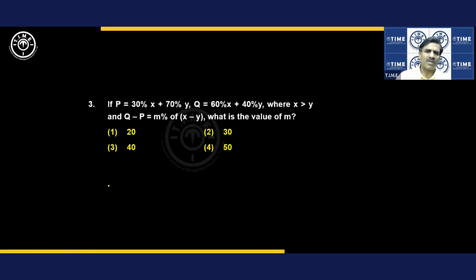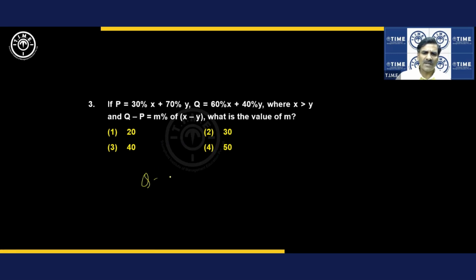This question is focusing on percentage-based calculations. P is given as 30% of x, basically 30% x, plus 70% of y, meaning 70% y. Q is 60% x plus 40% y, where x is greater than y. Q minus P is m% of x minus y is the information. What is the value of m?